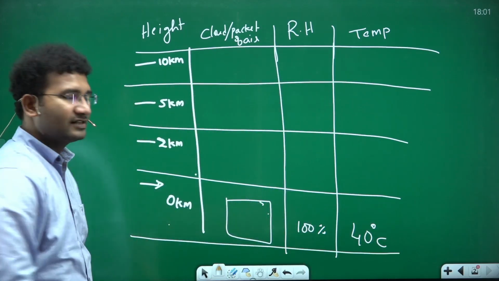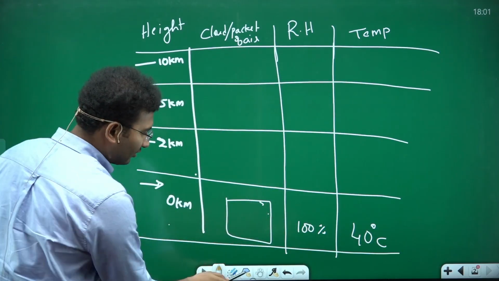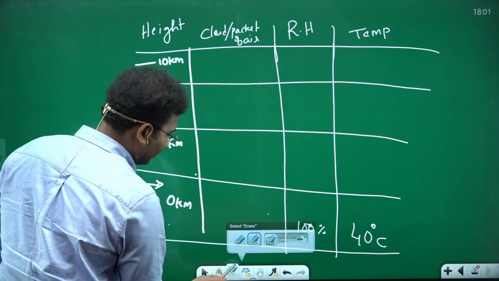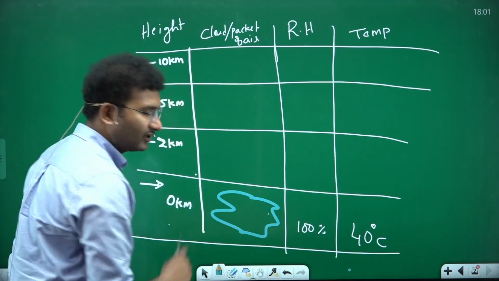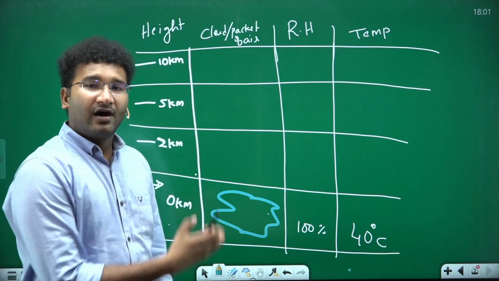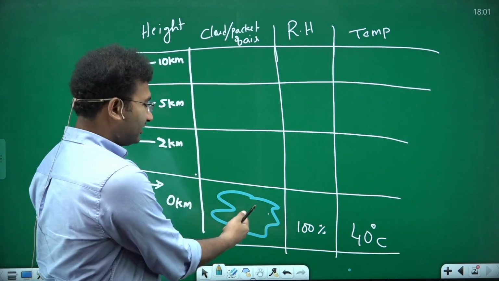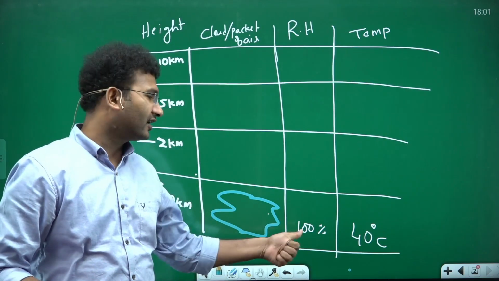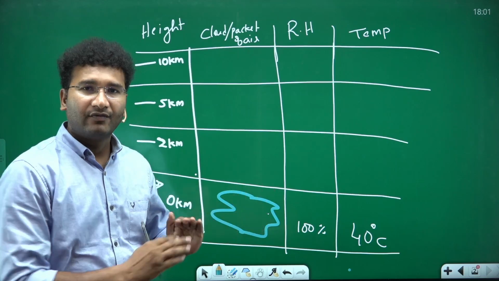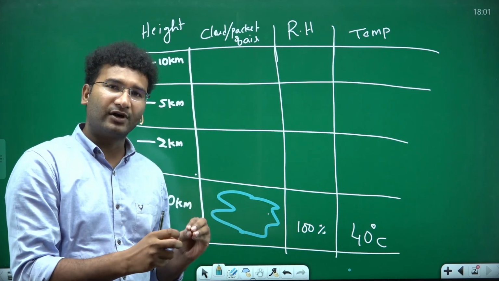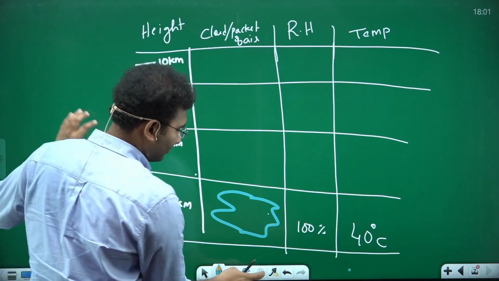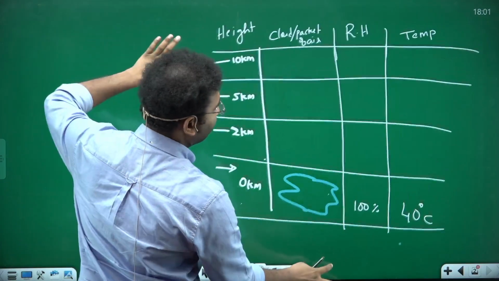At 40 degrees Celsius, the air, or the cloud, let me take this as a cloud. Okay, I'll draw it as a cloud. This is a cloud, right? What is the potential of this particular cloud to hold moisture? It is 100%. Remember, when you are decreasing the temperature, the potential to hold the moisture will reduce. Look, see here, let me write it like this.